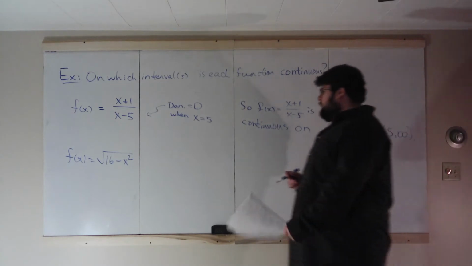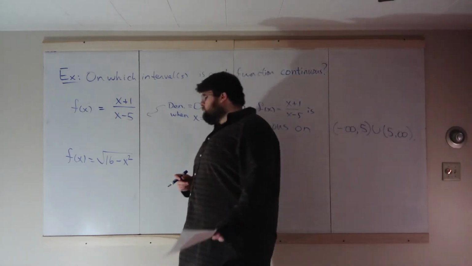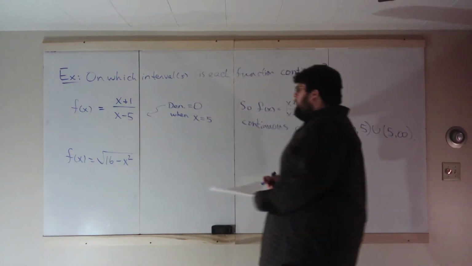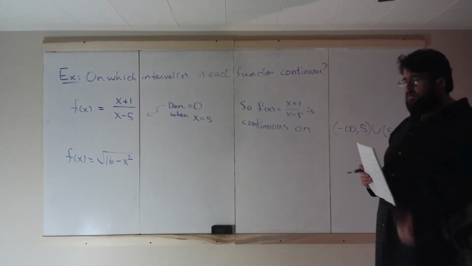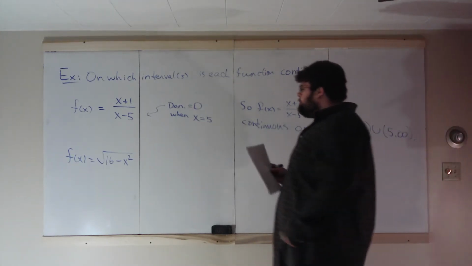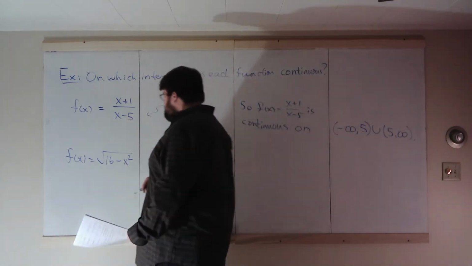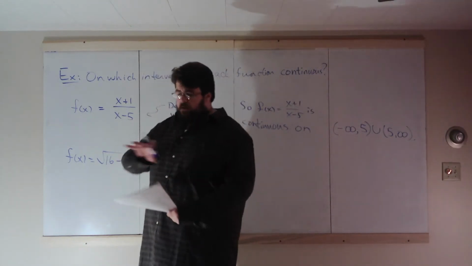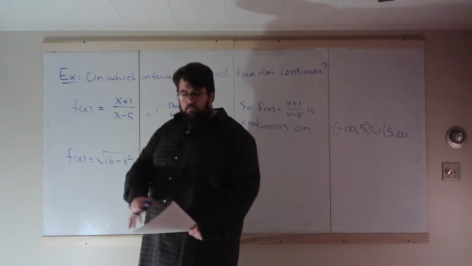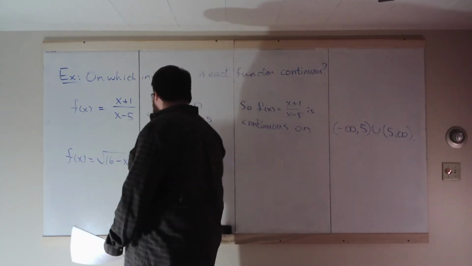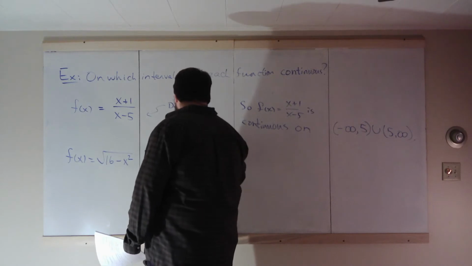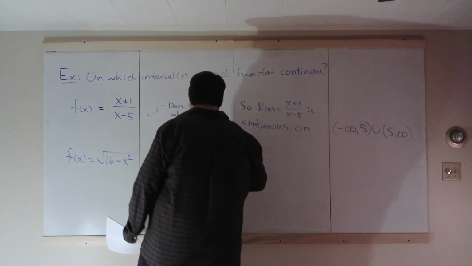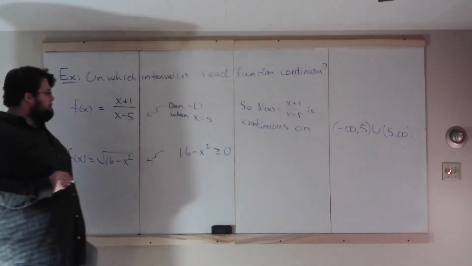What about this next one? Well, it's a root function. Root functions are continuous on their domain. Where is the domain of a square root? Well, in order to take a square root, what's inside the square root must be positive, or 0. So to do this, we're going to set the inside of the square root greater than or equal to 0.